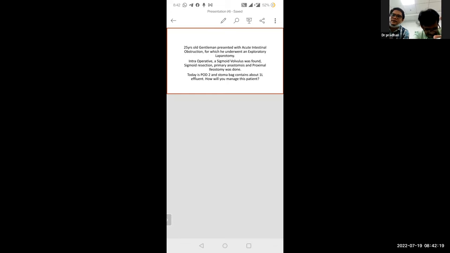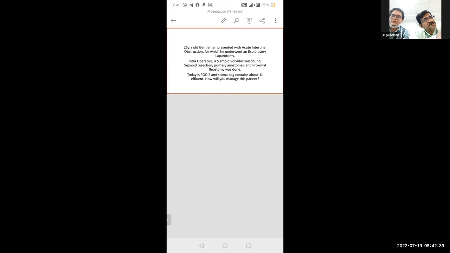Sir, for a new bag, we'll clean the stoma site, the stoma and the skin surrounding it. Then we'll dry it up. Sir, after drying, we'll cut the stoma bag as per the size of the stoma. How are you going to cut? What is the first step you do?